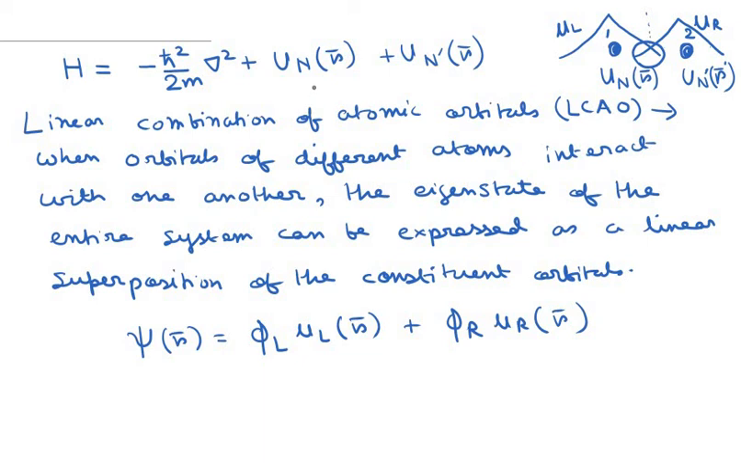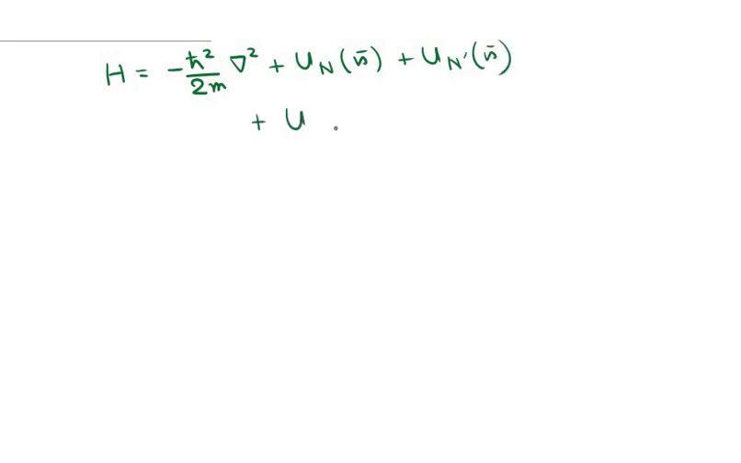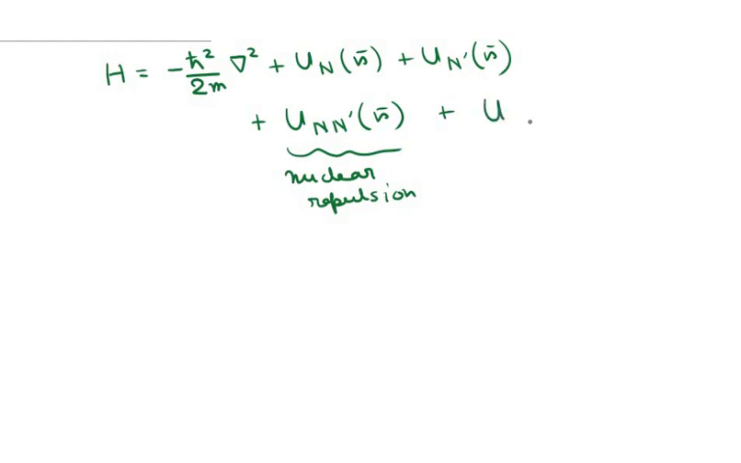One is the nuclear repulsion. So the actual Hamiltonian would look like this, plus U_n, which is the nuclear repulsion, or repulsion between the two nuclei, plus the repulsion between the two electrons.